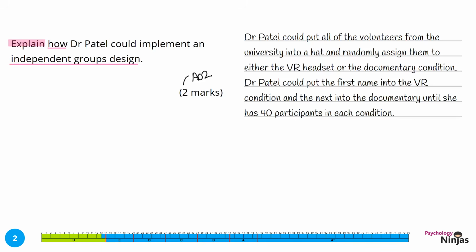We've got that all the participants are from a university, which would give us some application marks, and that they've been randomly assigned, that's part of an independent group's design, into either of the 2 conditions, and we've specified those. Just using the name Dr. Patel is not enough because that is in the question.